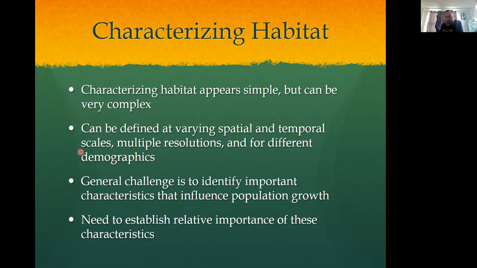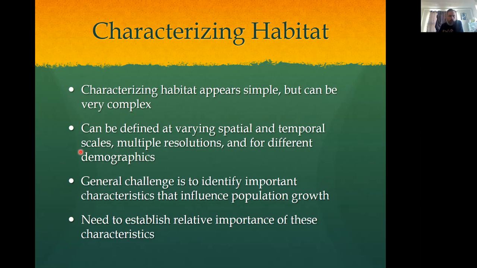How do we characterize habitat? Do we characterize the entire home range of the animal, of the species, of the population? Do we characterize certain zones within that habitat, like a breeding habitat or a foraging habitat?